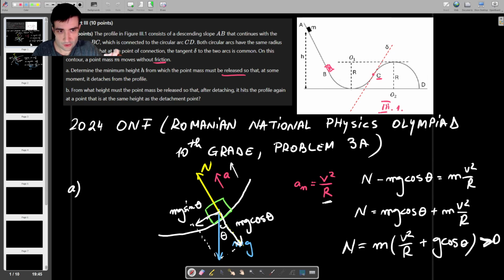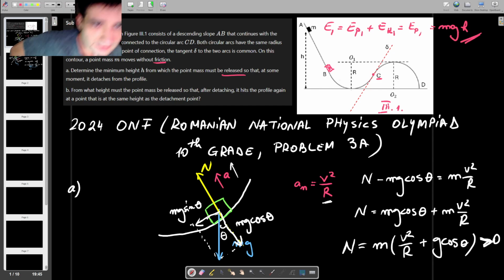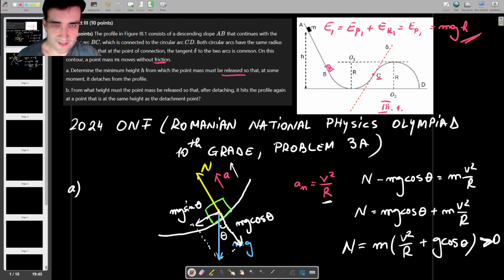Okay, so what I'll do here is write the initial energy of the object. The initial energy, E1, is made of potential energy at 1 plus the kinetic energy at 1. Now there's no kinetic energy at 1, because it's dropped from rest. So this is just EP1, which is mgh. This is the total energy that the body has stored, kind of.